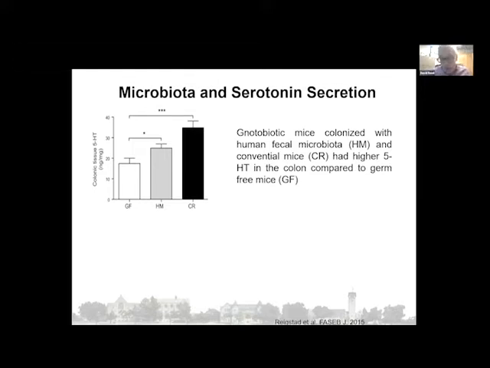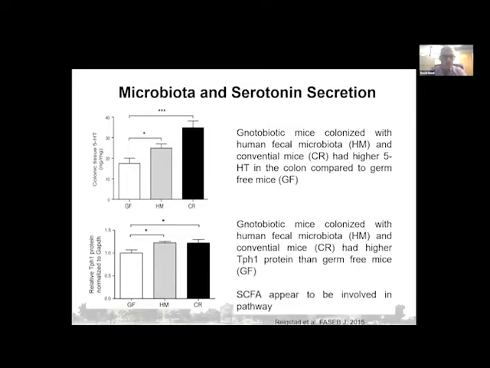And in the human gnotobiotic mice, although it was less than the conventional mice, there was no significant difference between the 5-HT levels. They then went on to look at pathways involved. They could show similarly that in the human gnotobiotic mice, they had increased amounts of TPH1 protein, which is the rate-limiting enzyme in the enterochromaffin cell in the production of serotonin, compared to germ-free mice, and were very similar to the conventional mice.